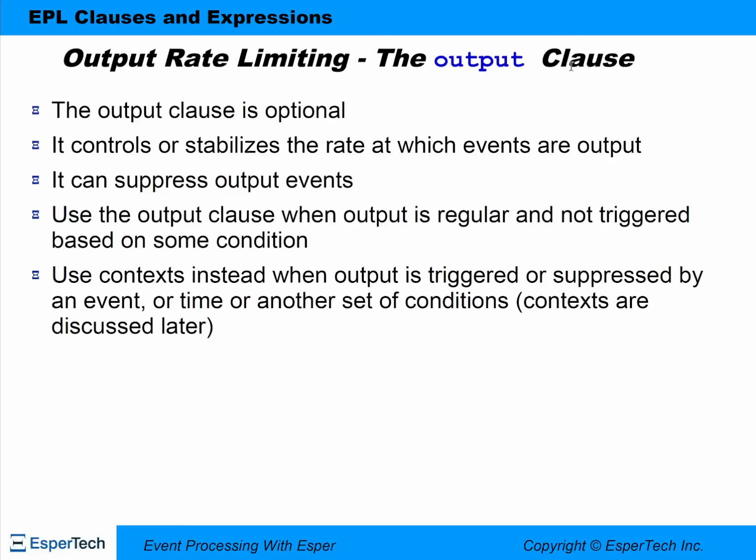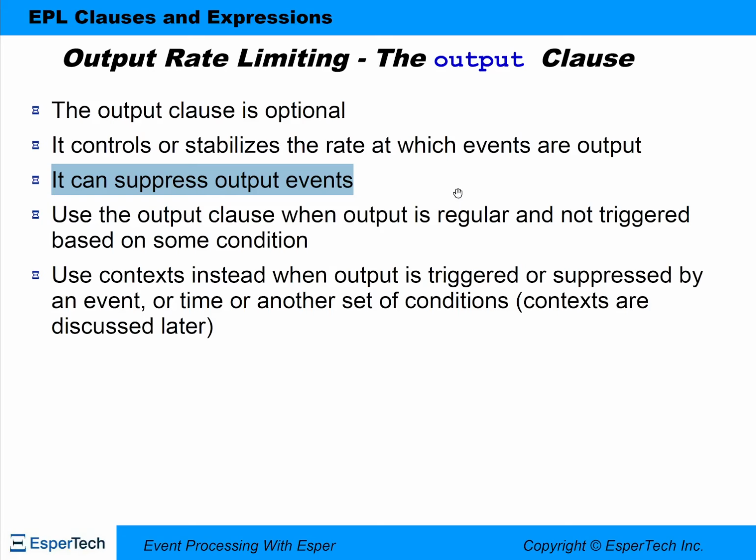The next few slides are about output rate limiting and the output clause. The output clause is optional. The output clause controls or stabilizes the rate at which events are output. The output clause can also suppress output events.